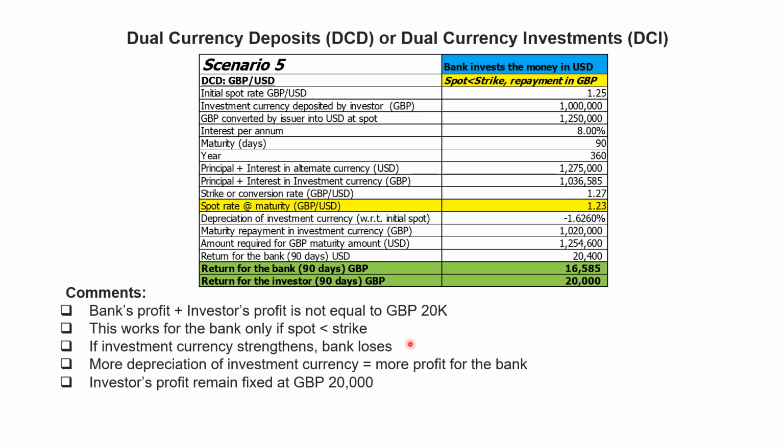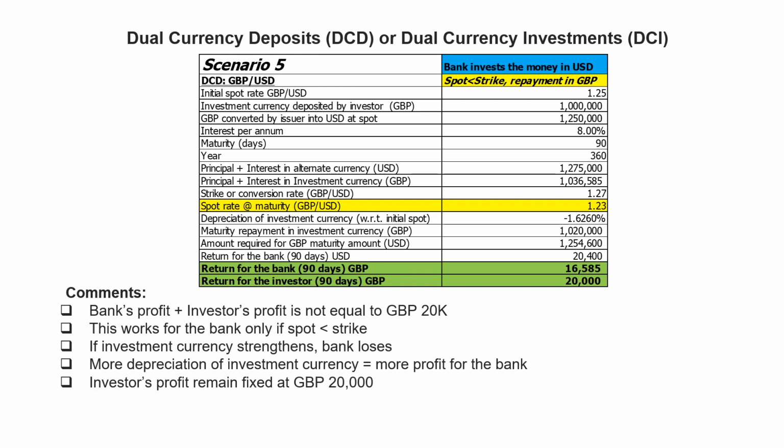Note that the more the depreciation of the investment currency GBP, the higher the profit for the bank. However, the profit for the investor will remain fixed at GBP 20,000 because it will always get GBP 1.02 million at maturity.